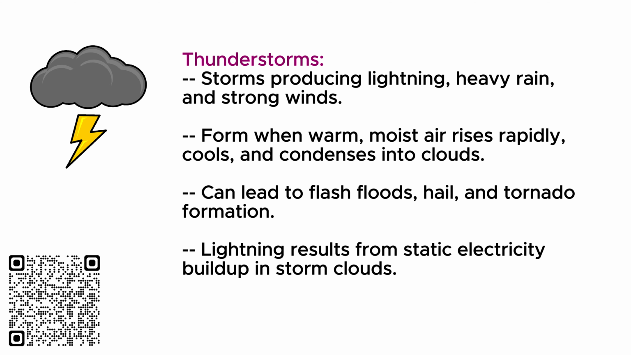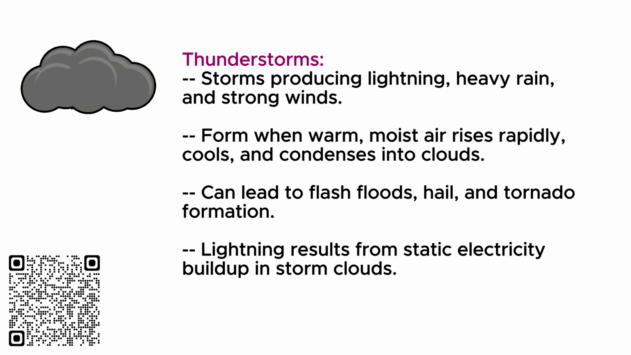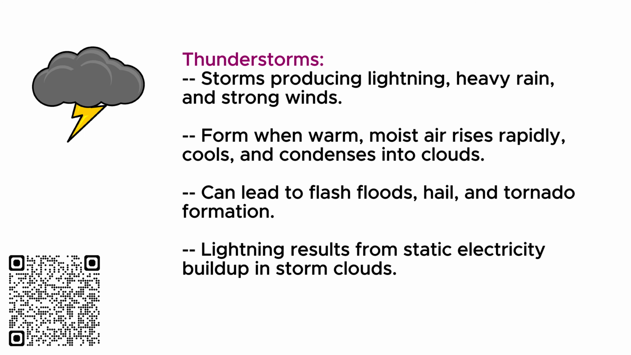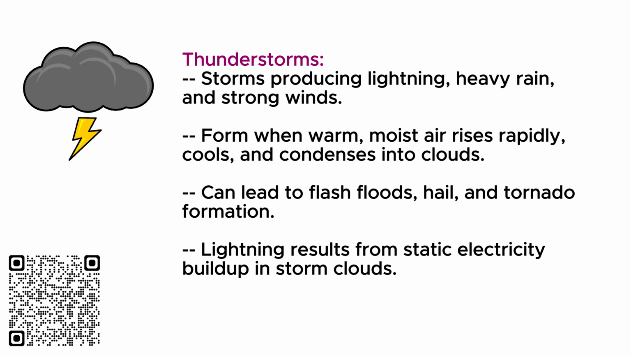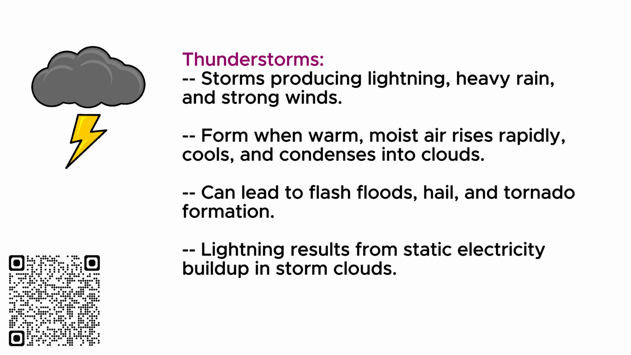Now let's move on to thunderstorms. Those are probably the most common type of severe weather we experience. Yeah, they are. Thunderstorms form when warm, moist air rises rapidly into the atmosphere. As the air rises and cools, the water vapor condenses and forms those towering cumulonimbus clouds. Those are the big puffy clouds we often see before a storm. Right, and thunderstorms are characterized by lightning, thunder, heavy rain, and sometimes hail and strong winds.